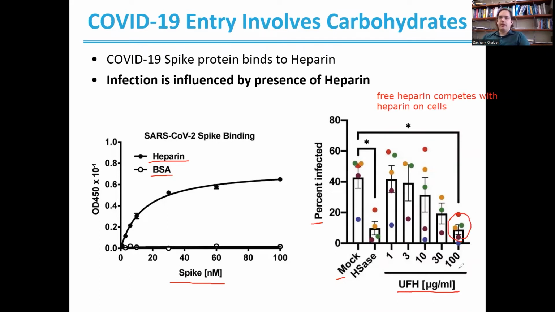So essentially, it's making it harder for the spike protein to bind to the cells and then ultimately infect our cells. They also added an enzyme that would break down the heparin so that, again, that would reduce the binding of the spike protein. And again, they saw that the infection rate significantly decreased.